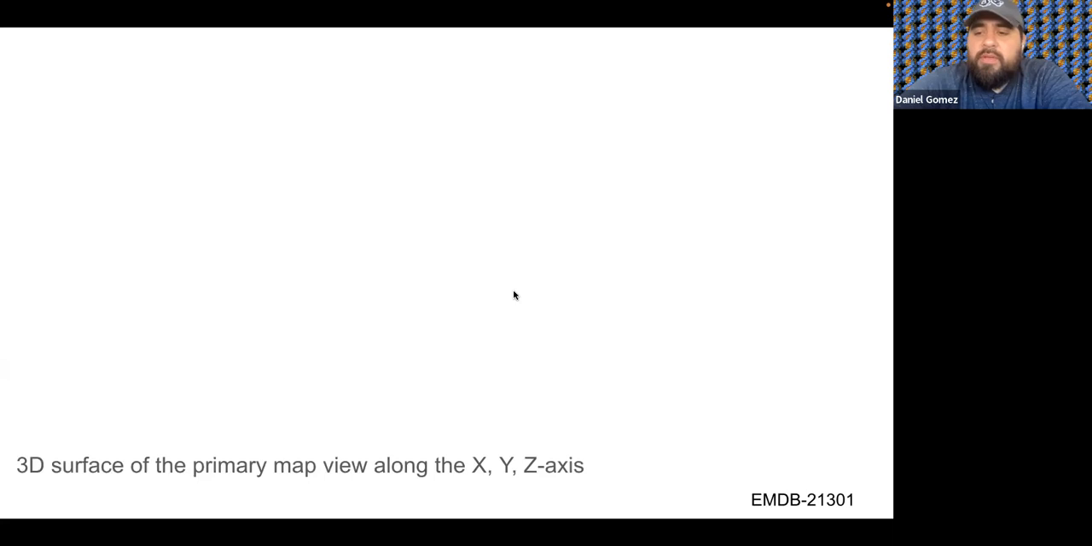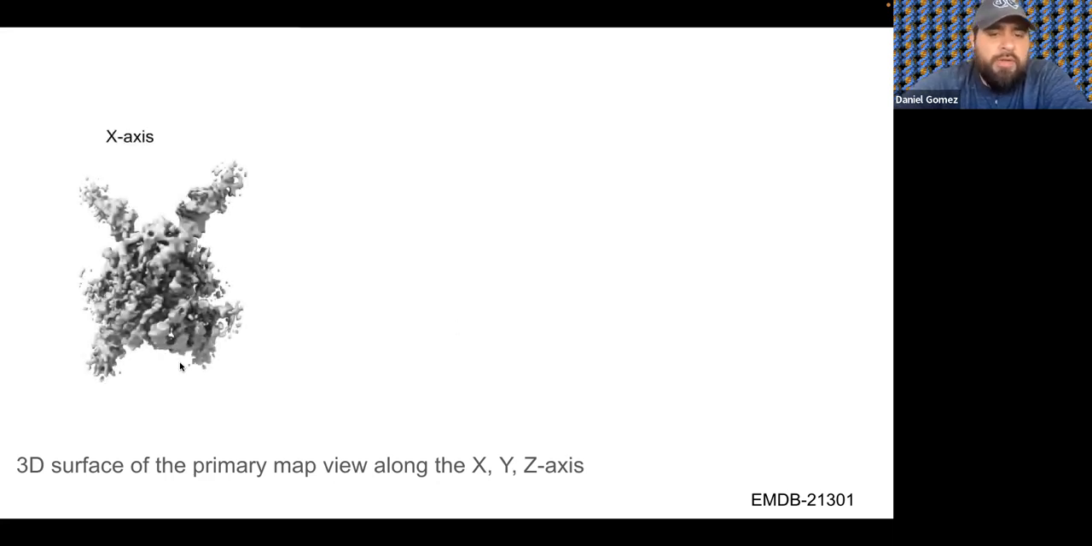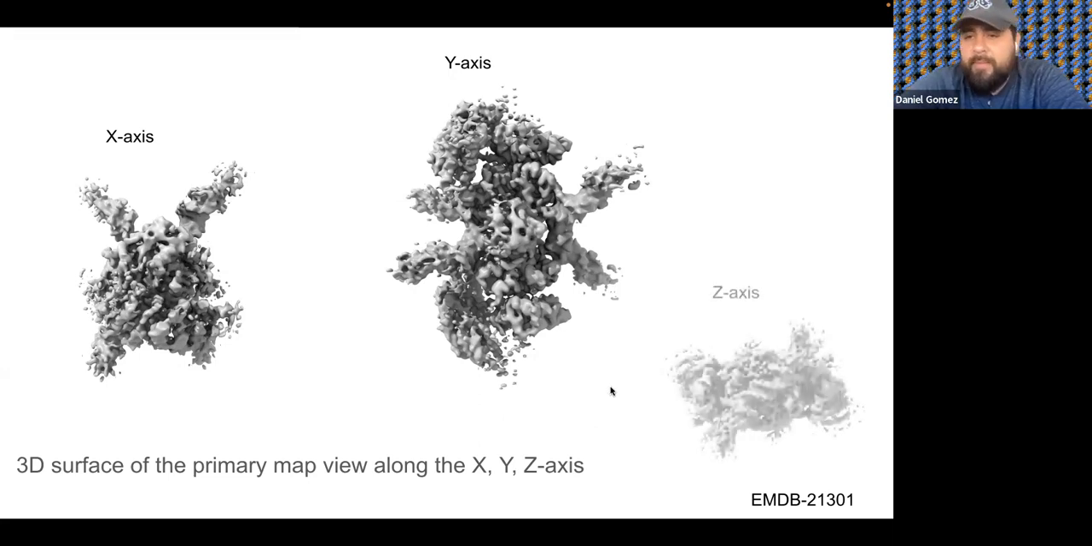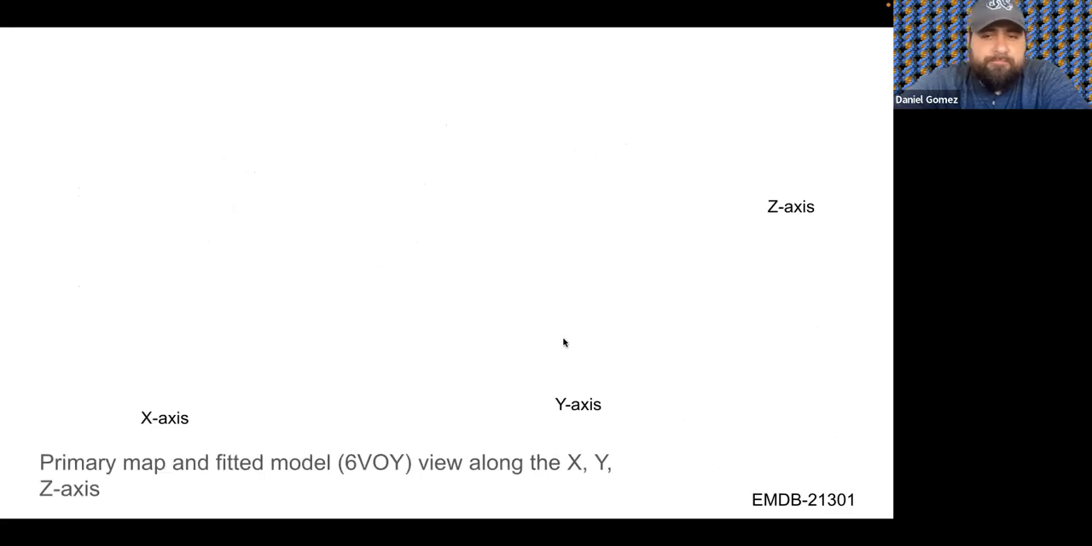Now I want to look at this EMDB deposit that I showed you on the last slide that was in blue. So this is 21301, and this is the 3D surface of the primary map view. So here you see the x-axis, and you can see the surface with the DNA, viral and target, as well as the enzymes. And then here's the y-axis, so you can see it on its side, DNA and enzymes, the surface of the primary map. And then looking down, we see the x-axis, or looking up, you can see both DNA and protein.